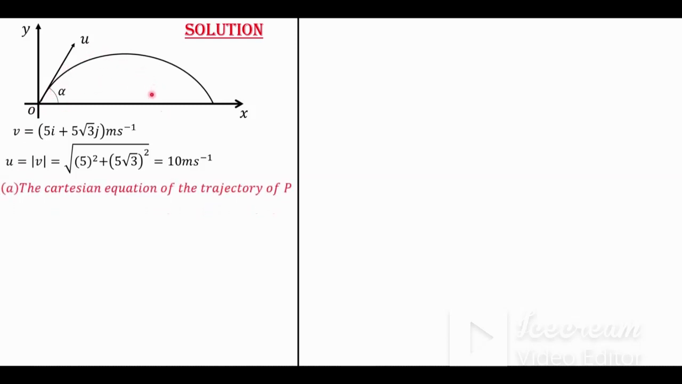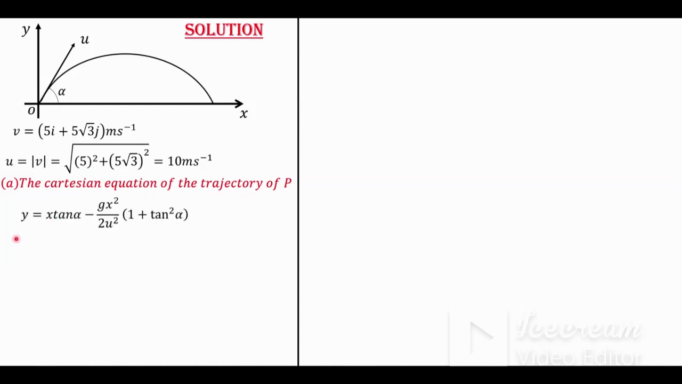The first part of the question is asking us to get the Cartesian equation of the trajectory of P. To do this, we simply have to know a very important formula, that is the equation of a trajectory, which is given as what? y equals x tan alpha minus g x squared divided by 2u squared times 1 plus tan squared alpha, where u is that speed, which is 10 meters per second.